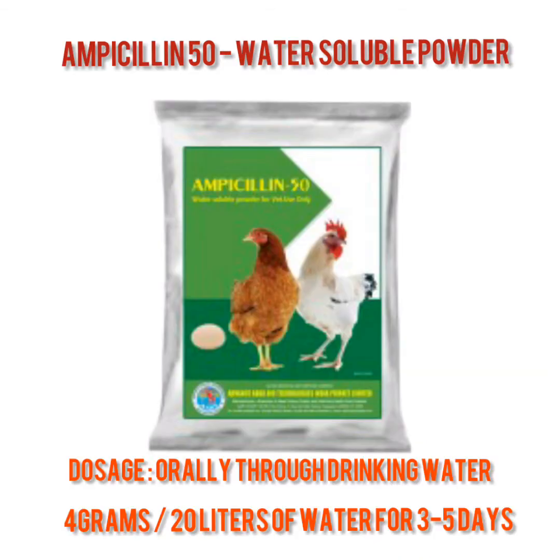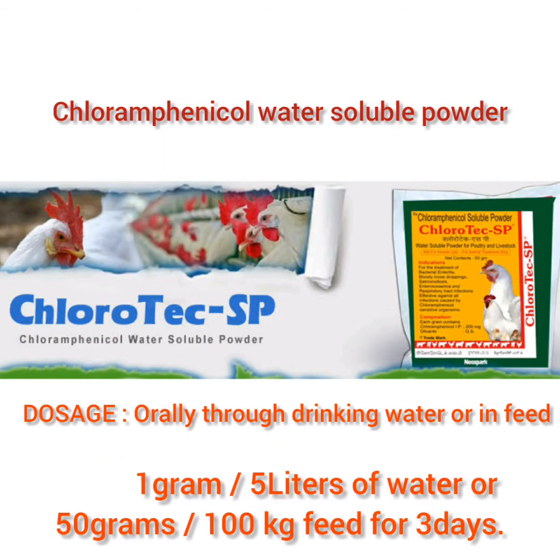Ampicillin 50, water-soluble powder. Dosage, orally through drinking water: 4 grams per 20 liters of water for 3 to 5 days. Chloramphenicol water-soluble powder. Dosage, orally through drinking water: 1 gram in 5 liters of water or 50 grams in 100 kilograms of feed.